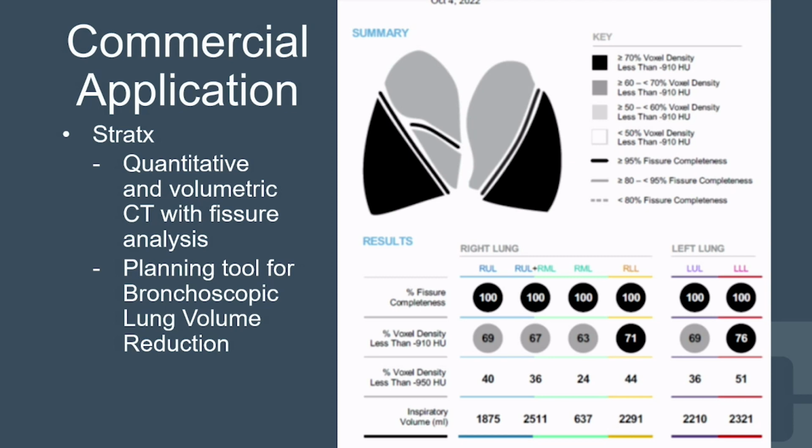When you interpret this report, first of all, you'd see that the black parts of the lungs are in fact the worst emphysema, and the black lines represent that the fissures are intact. Then as a proceduralist, I would have to choose which part of the lung I would treat. Looking at this, I can see that the right lower lobe is 71% destroyed versus the left lower lobe is 76% destroyed. And the right lower lung was 2.2 liters and the left lower lung was 2.3 liters. And so I would target the left lower lung for my therapies.